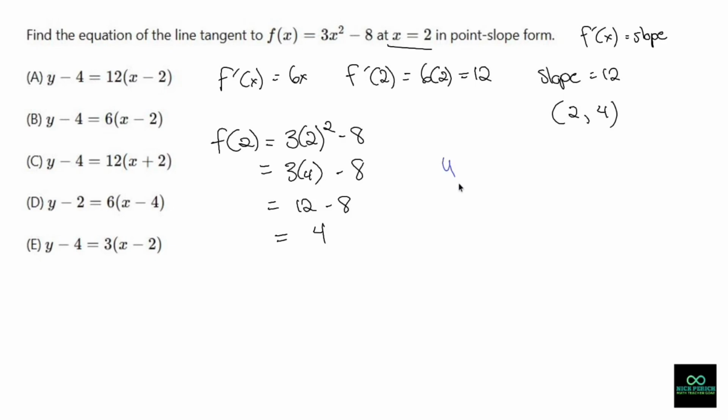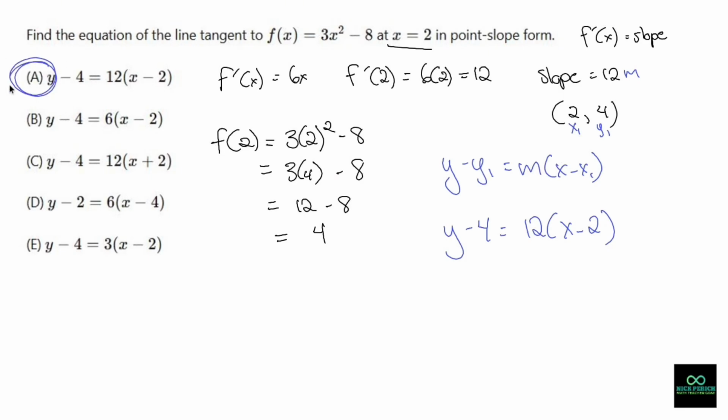So point slope form is y minus y sub 1 equals m times the quantity x minus x sub 1. You would be my m, you would be my x sub 1, you would be my y sub 1. So all I have to do is just plug stuff in. Y minus y sub 1 is y minus 4 equals m, which is 12, times the quantity x minus x sub 1, which is 2. And that's going to be A.